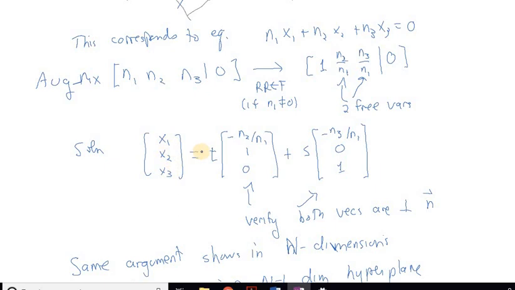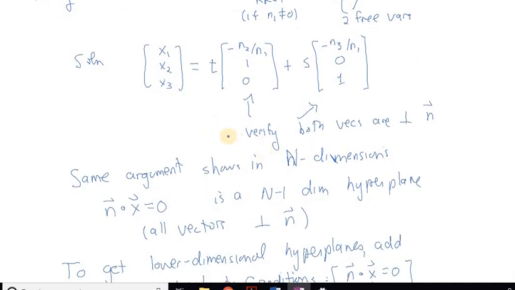Okay, so my solution set is an arbitrary linear combination of 2 vectors. And we saw before that that's a plane. We saw geometrically that this should be a plane, and we see algebraically also that this solution set should be a plane. All right.